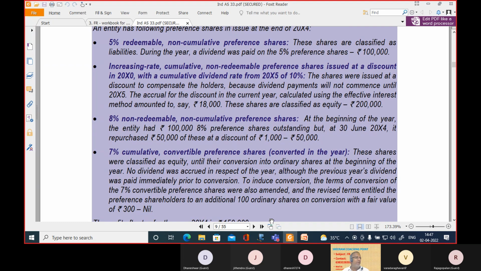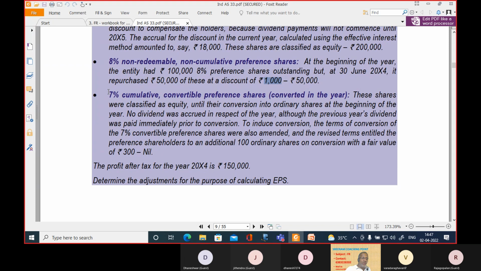This they would have taken to their equity directly, to the reserves directly. But for the purpose of computing EPS, we are expected to take into consideration this income, and whatever treatment they would have given may be right, but the discount generated on account of repurchase of preference shares outstanding shall be added to the profit. So 18,000 rupees to be deducted and 1,000 rupees to be added. So net effect is 17,000 has got to be deducted from 1,50,000, subject to the next item, the last item.